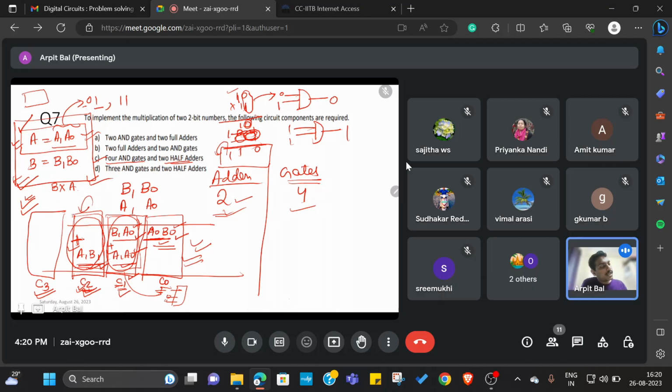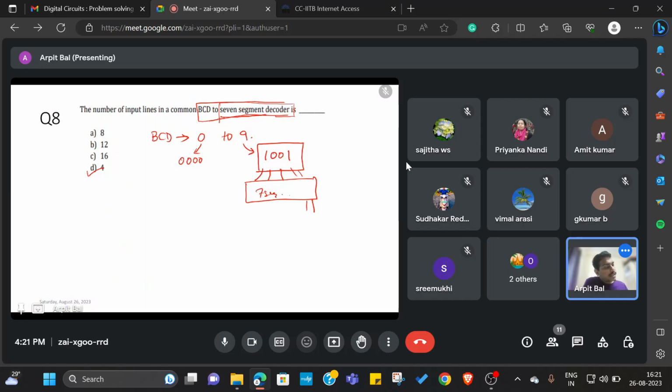We observed that the partial products can be generated by using AND gates, so they will behave as a 1-bit multiplier. The next question was related to BCD to 7 segment, and we observed that for BCD a total of 4 digits are needed, so the number of input lines needed is also 4.